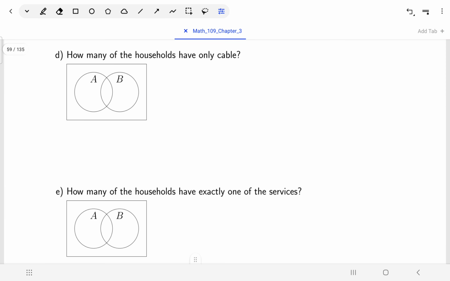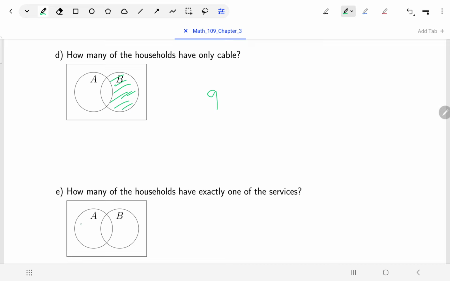All right, a couple more follow-ups. Households that only have cable. So only have cable, that's only inside of B, not inside of anything else. That would be this little region here, and we know from our Venn diagram there were 9 households, so there we go. And then finally, we're looking for having exactly one of the services.